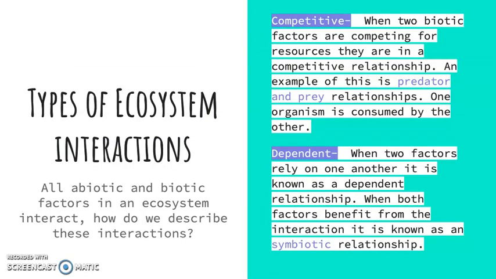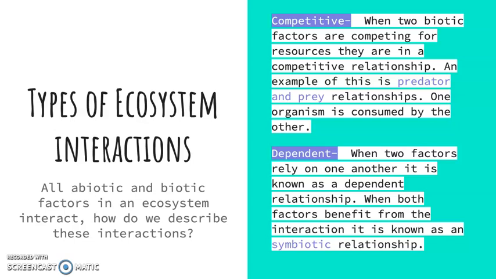So there are many different types of ecosystem interactions, but they can mainly be broken into two groups. All abiotic and biotic factors in an ecosystem interact. How do we describe these interactions? So competitive is when two biotic factors are competing for a resource. They are within a competitive relationship. An example of this can be predator and prey relationships, when one organism is being consumed by another. Another example of this is just two species competing for the same resource, whether that's the same area of land, the same type of food, the same water.